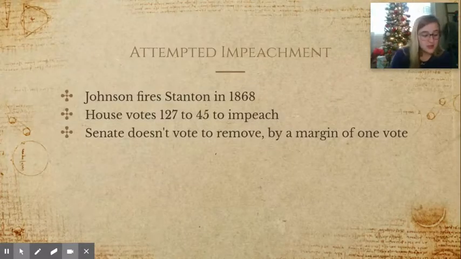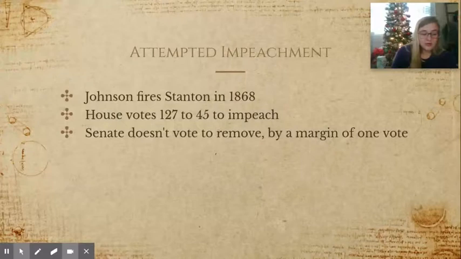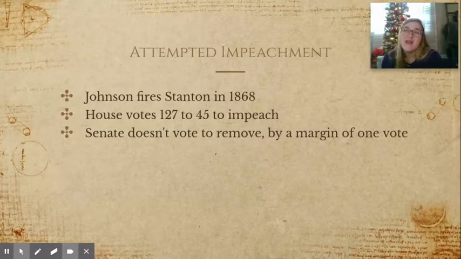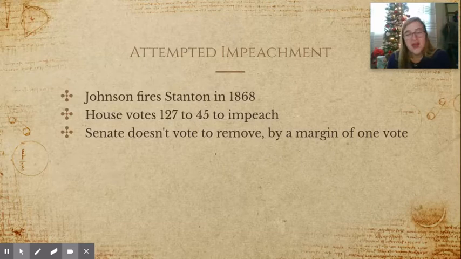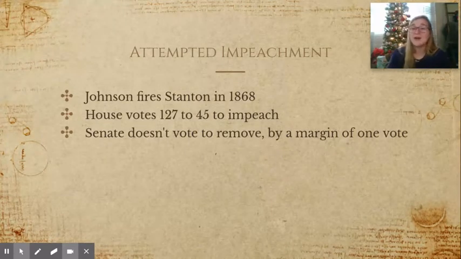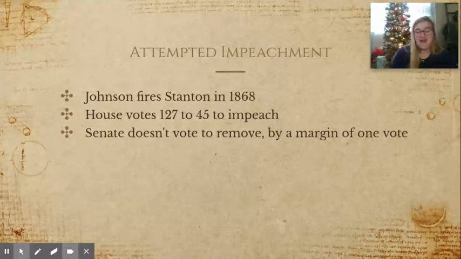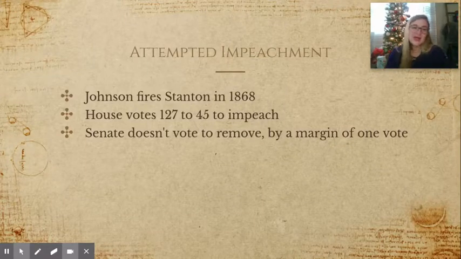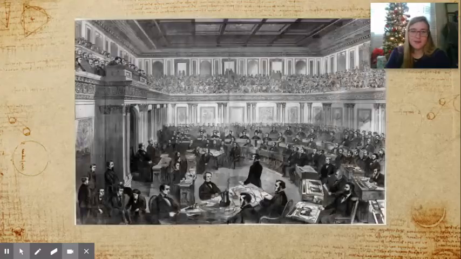The House votes to impeach him, 126 to 47. They call it high crimes and misdemeanors. But the Senate, when they are voting, so he is impeached, but he is not removed. When they're voting to remove, one person switches their vote, and he is not removed. However, as a president, he's sitting there, knows that he was impeached and was about to be removed. He's not going to do anything else. He just kind of sits there the rest of his presidency.